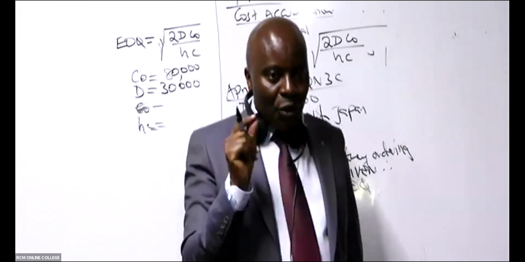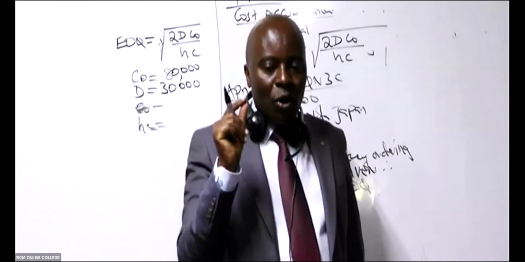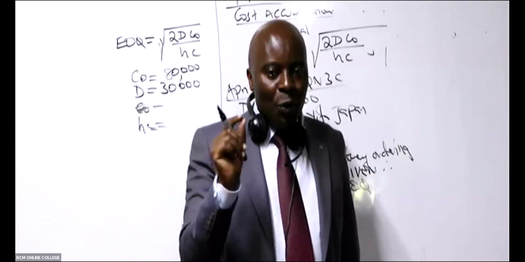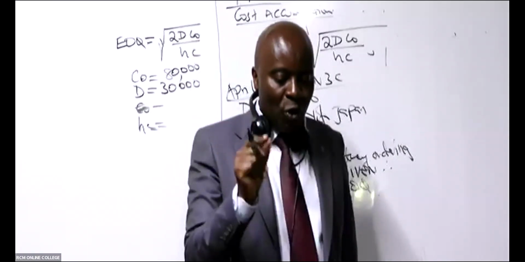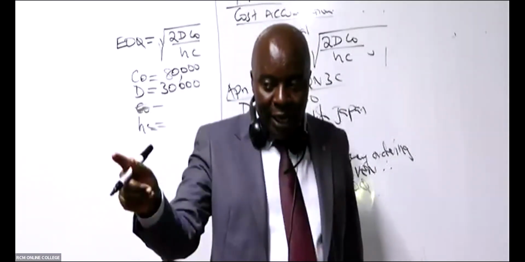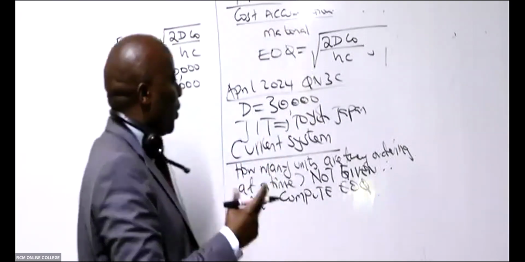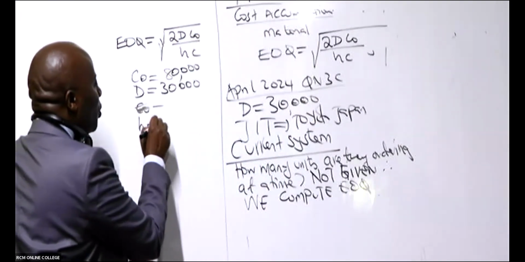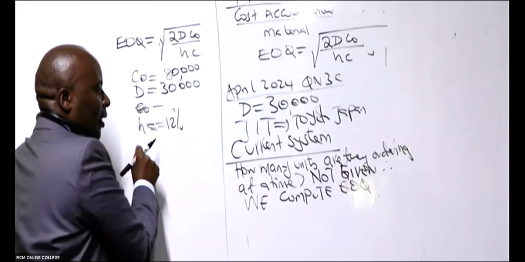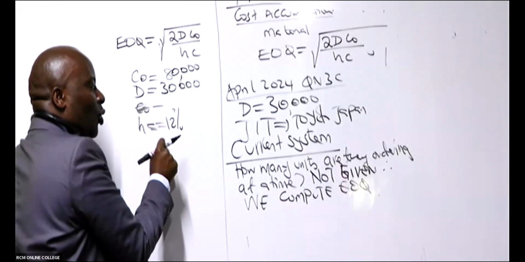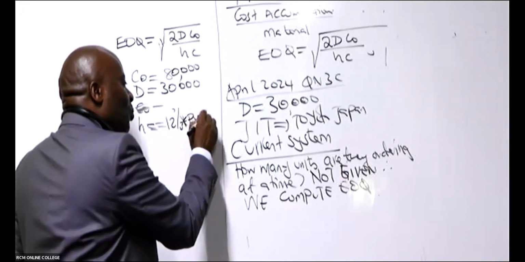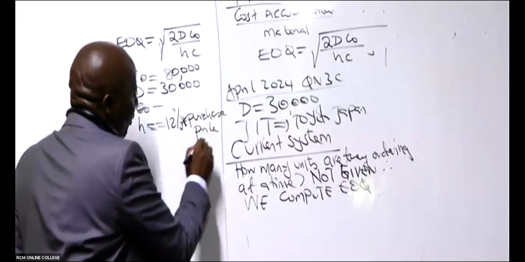For the current system, have they given me the holding cost? What is given there? When the holding cost is given as a percentage, we multiply it with what? The purchase price. That is what we agreed. So the holding cost is given as 12%. It can never be left like that. Holding cost is in Kenya shillings. So if it is given in the form of a percentage, always multiply it with the purchase price.